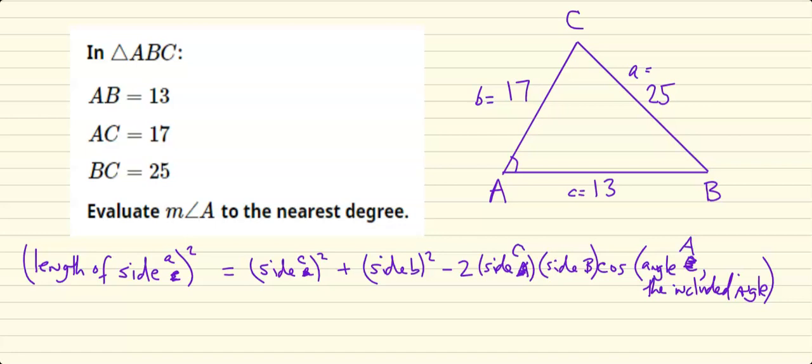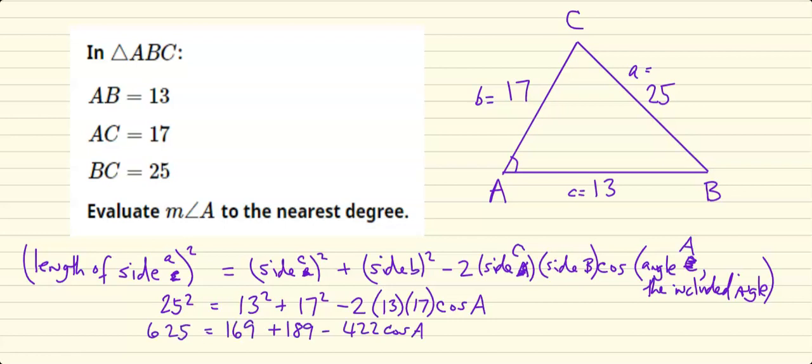Okay, so side A we see is 25, so that's 25 squared. Side C is 13, 13 squared, and then side B is 17. And then we're going to do minus 2 times 13 times 17 times cosine of A. So what we're going to do is do a lot of rearranging here, and we're going to end up with cosine A by itself, and then we'll do an inverse cosine function.